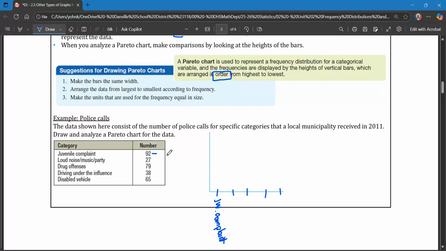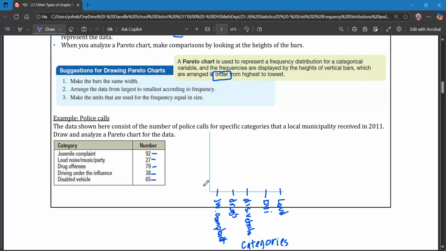Sorry, kids, for my craziness. Second biggest one is 79. That's drug offenses. So we're going to put drugs second. Then we're going to find the third one, which is 65, which is disabled vehicle. Disabled vehicle. And then the fourth biggest is 38, which is driving under the influence, DUI. And then the last one is loud noises. Okay, so now we've got our categories in order from biggest frequency to smallest frequency.